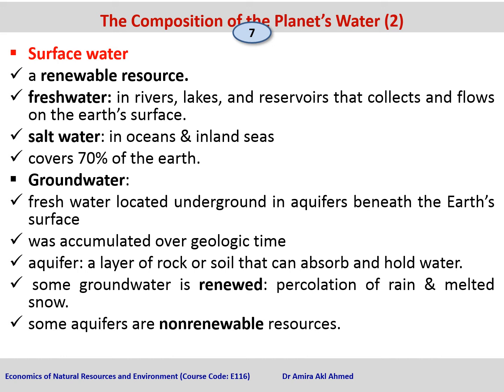Now, let's define and distinguish among basic hydrologic terminologies such as surface water, groundwater, and aquifers. Surface water is a renewable resource. It consists of the fresh water in rivers, lakes, and reservoirs that collects and flows on the Earth's surface. In addition, surface water includes salt water in oceans and in inland seas. Surface water covers 70% of our planet.